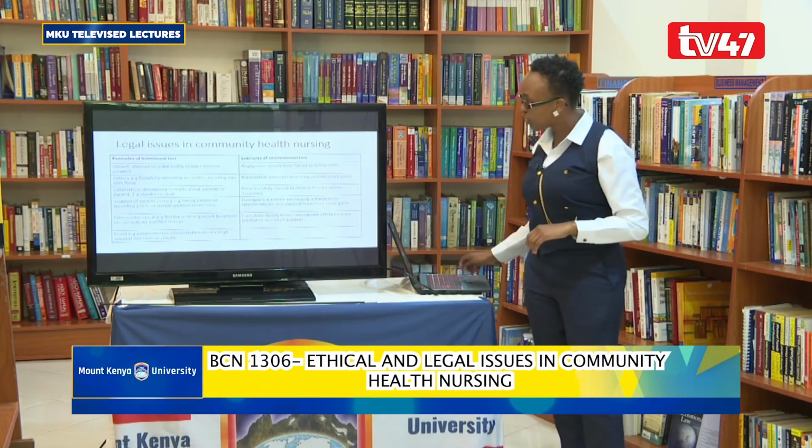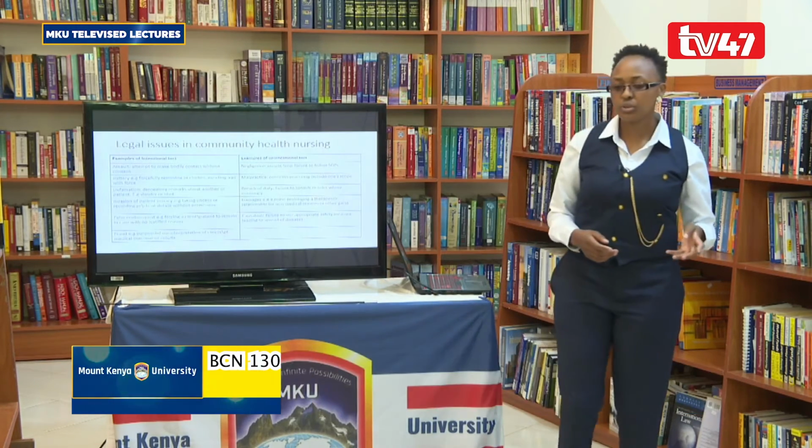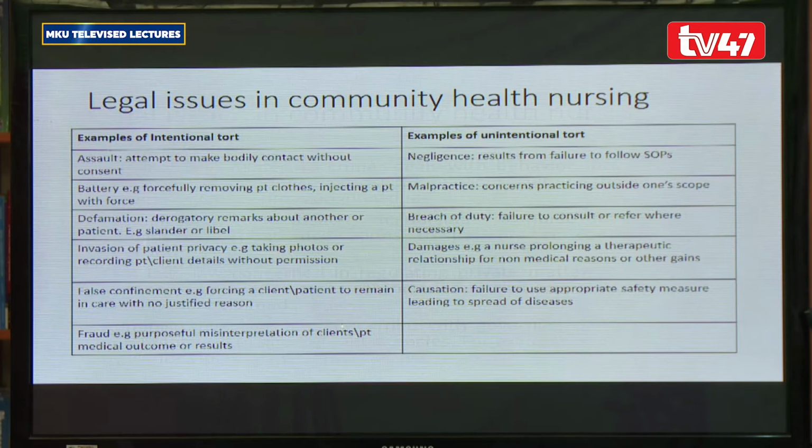Now, let's move on. I want us to look at examples of tort. Remember, we said a tort is a wrong done by a person to another person or to his or her property. And we will look at two types of torts. One of them is intentional tort and the other is unintentional tort.